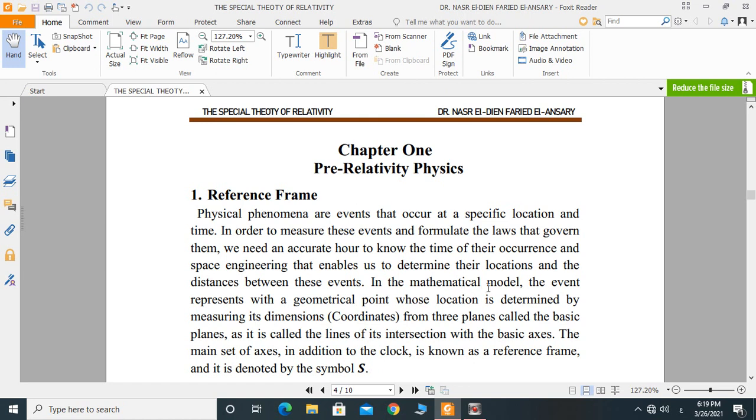In the mathematical model, the event is represented by a geometrical point whose location is determined by measuring its coordinates from three planes called the basic planes.